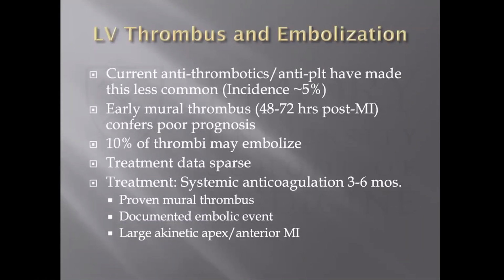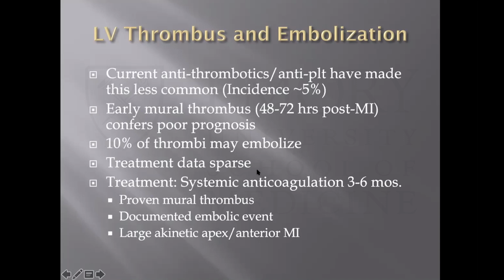So if you see these, can you reduce the chance of incidence of thrombus and embolization? This is a little bit controversial. In patients who have clot that has been documented, we can reduce the chance of embolization. If you see a thrombus early on, these patients typically are going to have a poor prognosis. It's not guaranteed that it's going to embolize, but it could be as high as 10%.